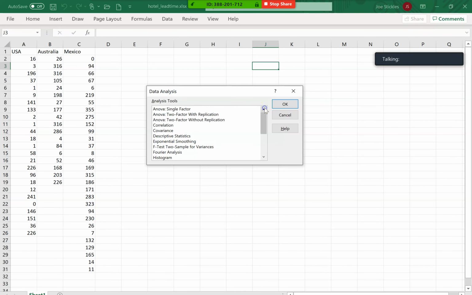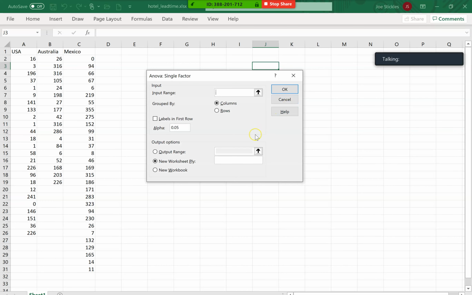We want to go up to ANOVA single factor, so this one that's up at the top here. That's the reason why it's called analysis of variance, by the way, is because we're using the variance to create the test statistic. Even though we're doing a test of means, that's why we call it analysis of variance.